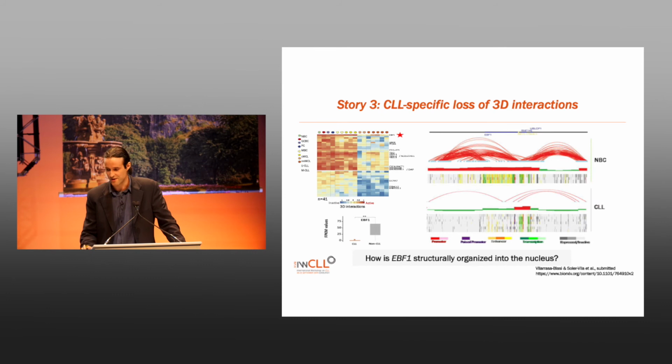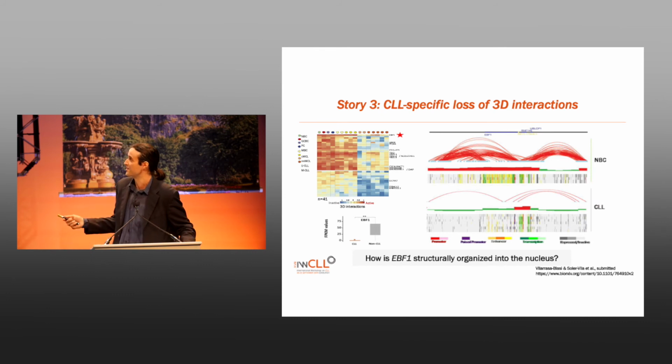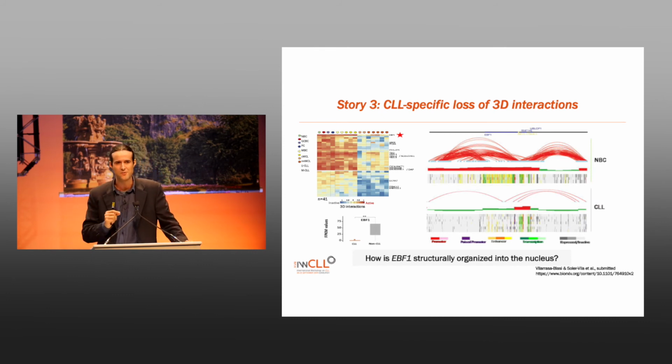I will show you just one example. These are the regions that are CLL specific, that are not even present in mantle cell lymphoma. And one of them, very clear, is EBF1. EBF1 is a gene that we know is silent in a very high proportion of CLL cases, and in fact belongs to a signature that differentially diagnoses CLL from mantle cell lymphoma or other lymphoproliferative disorders.